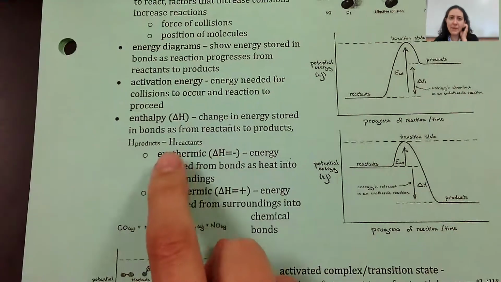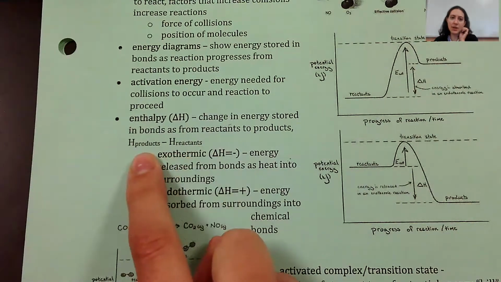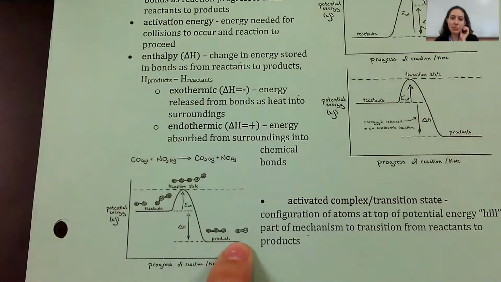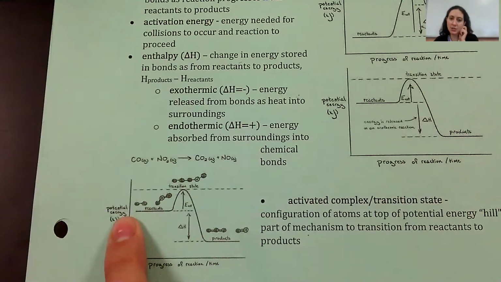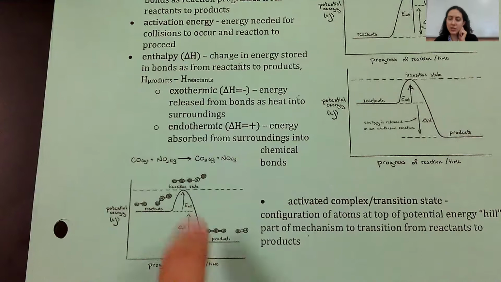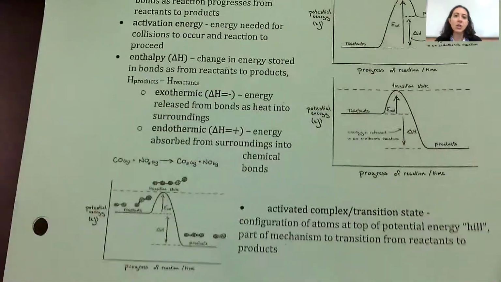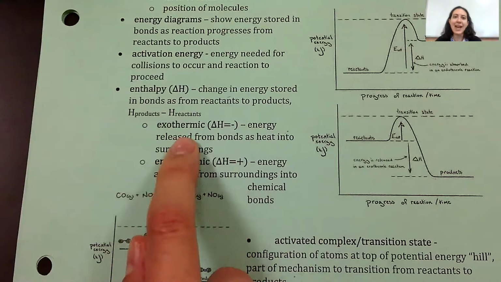But anyway, it's the energy of the products minus the energy of the reactants. So in this particular case, the energy of the products is lower than the energy of the reactants. So the delta H, or the change in enthalpy, would be a negative number, because a small number minus a bigger number is negative. So if that's true, we call this exothermic.